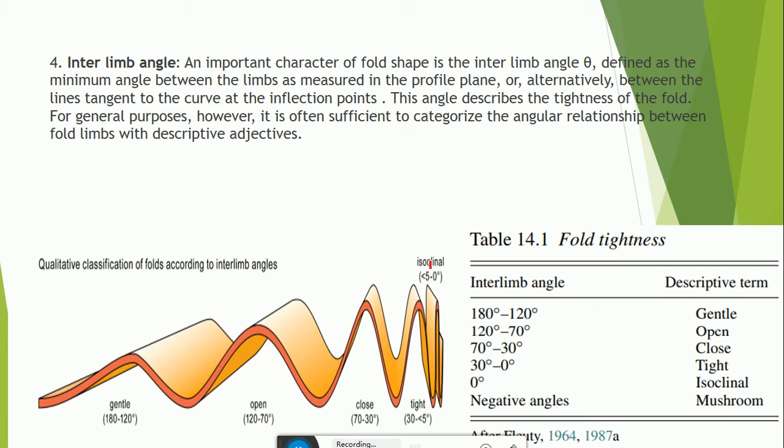For general purposes, however, it is sufficient to categorize the angular relations between the fold limbs with descriptive adjectives. First, gentle. These are the tangents on both sides of the fold, and the angle between these tangents is called the interlimb angle.